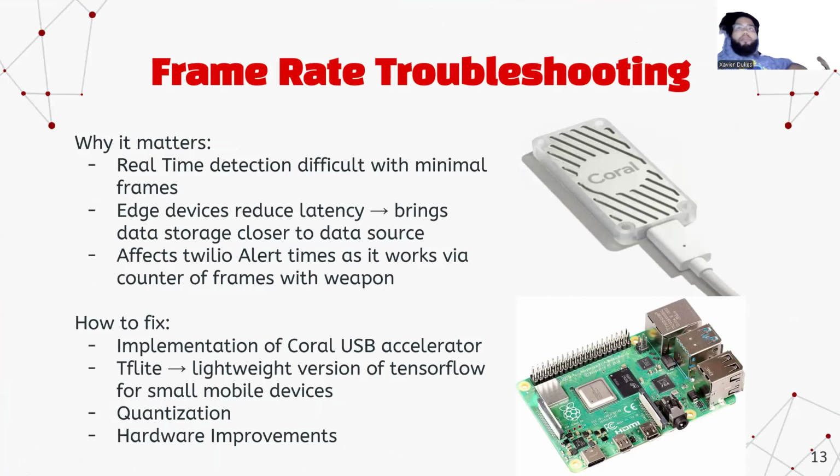So a little bit about the frame rate, why it's so important. As I mentioned, it's essential in real-time detection capabilities, and real-time detection is very difficult with minimal frames. If I have a frame counter that counts how many frames a weapon is present for, and the threshold is 300, I say a weapon has to be reliably detected for 300 frames. If I only have 1 frame a second, it's going to take me 5 minutes to send off an SMS, which is a problem. I don't have 5 minutes.